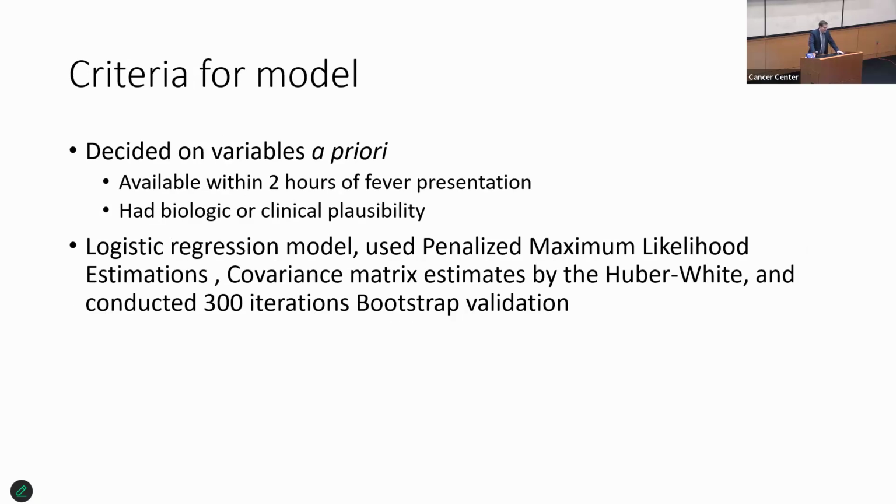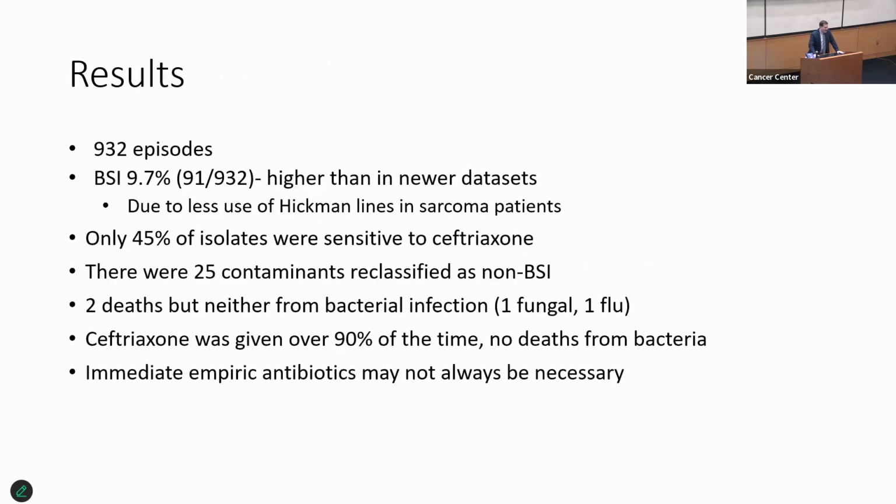So we used a logistic regression model, used a penalized maximum likelihood estimation and a covariance matrix estimate by Huber-White, and conducted 300 iteration bootstrap validation. So we're happy to go into more detail later if anyone would like. All right, so then the results.